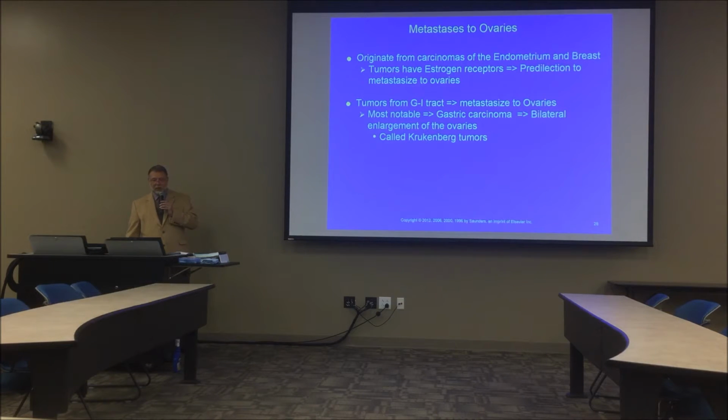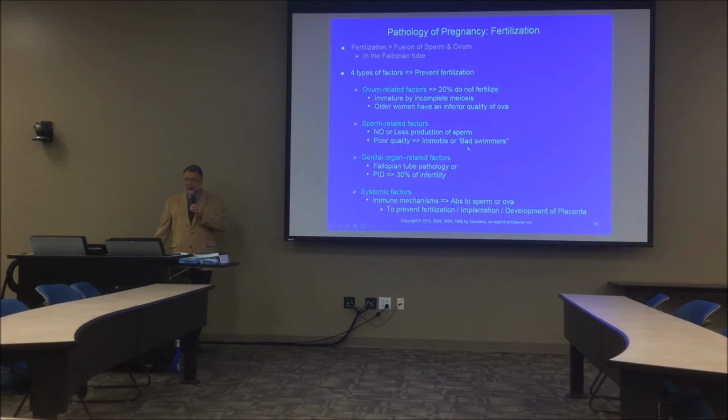Metastasis to ovaries: typically endometrium and breast are going to be the two areas that send metastases to the ovaries. So these tumors have estrogen receptors. So again, if you have osteoporosis and get a treatment of estrogen, most likely you're going to have an increased chance of developing this type of tumor. And from the GI tract, metastasis to ovaries is also very common. The most common one is from gastric carcinoma to bilateral enlargement of the ovaries. These are called Krukenberg tumors when they come from the stomach.